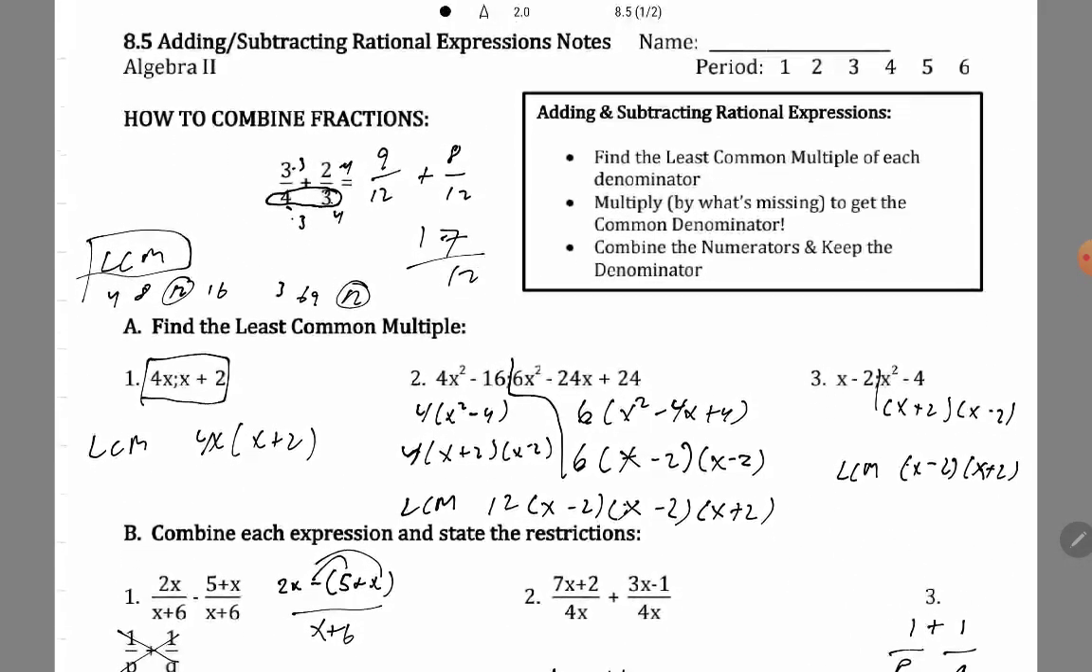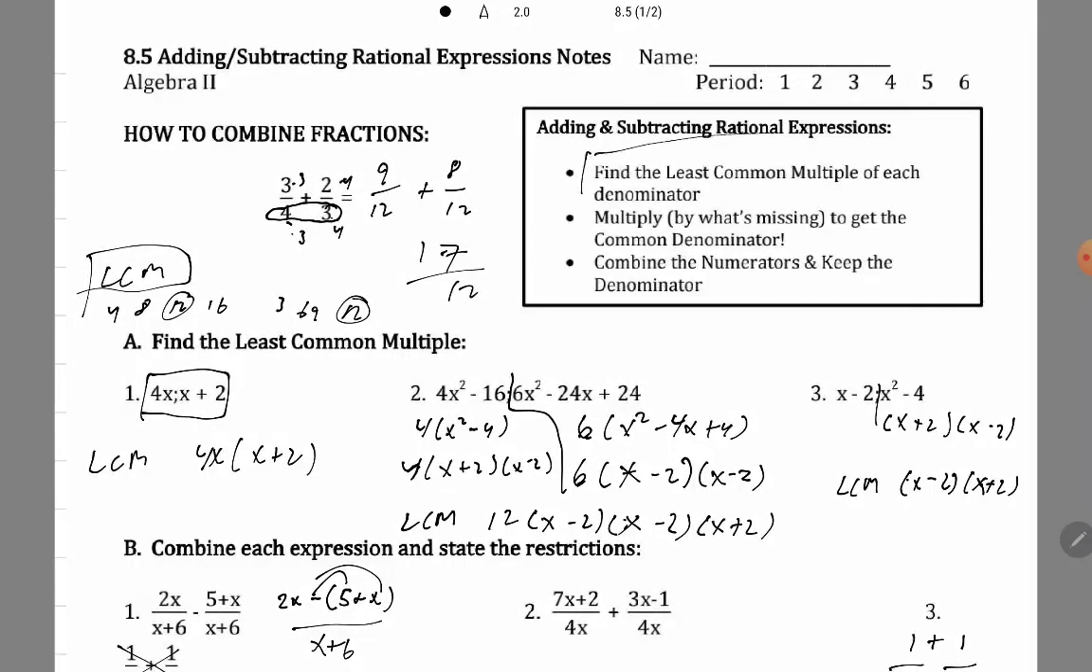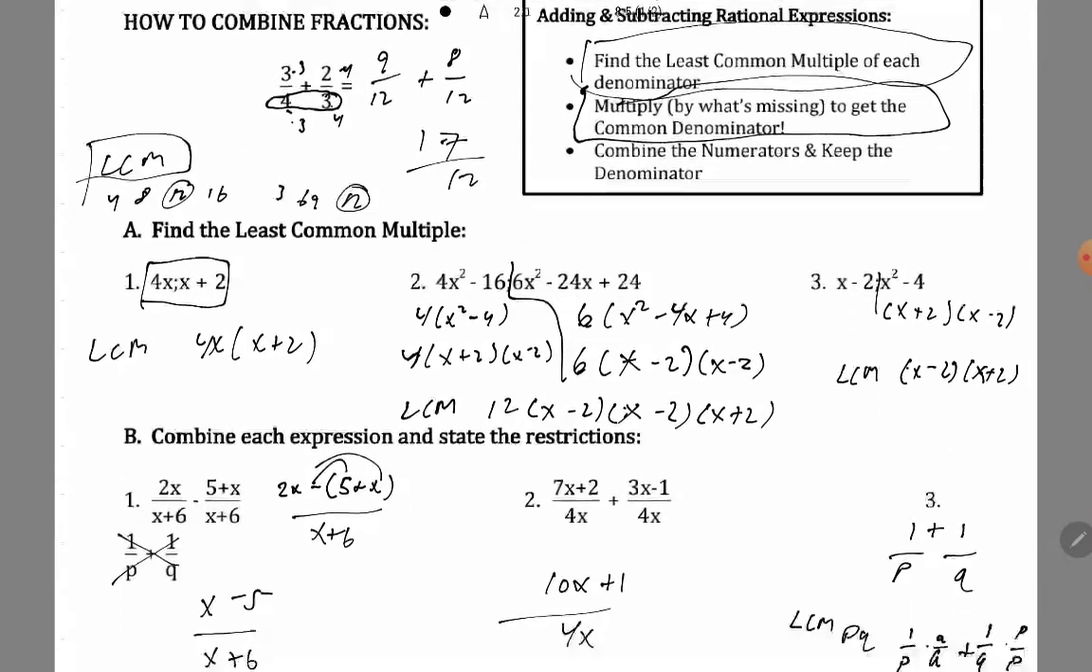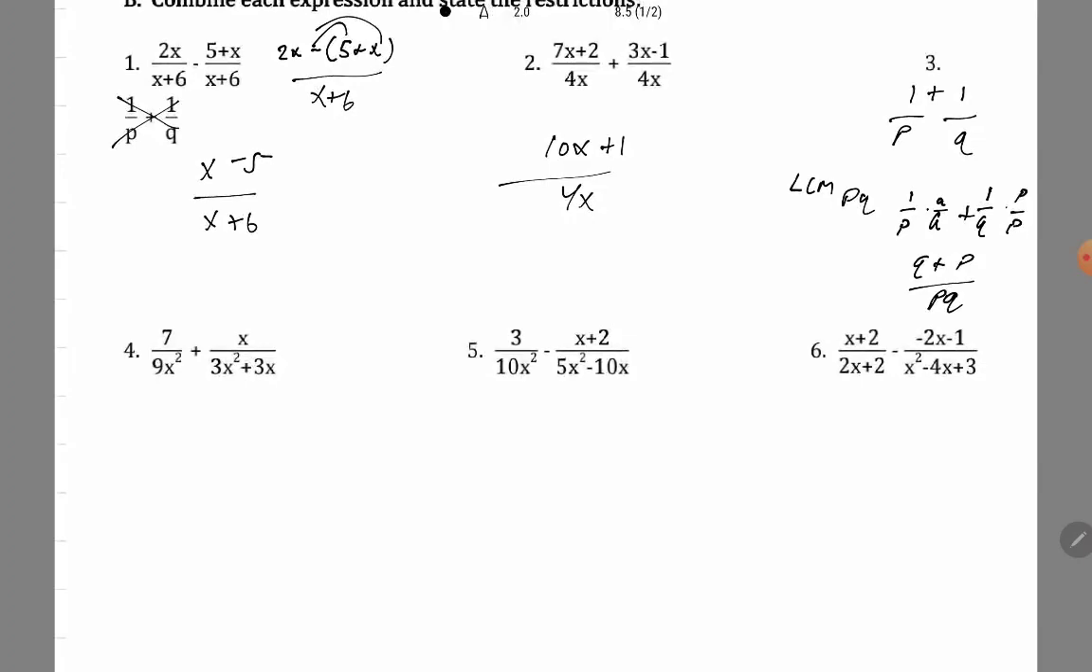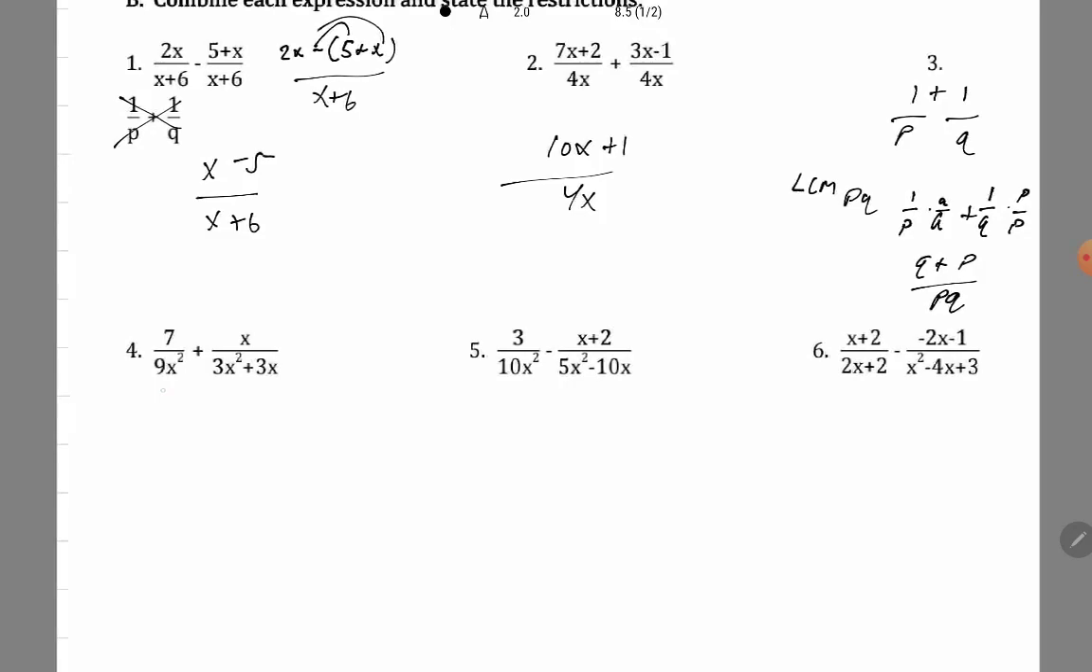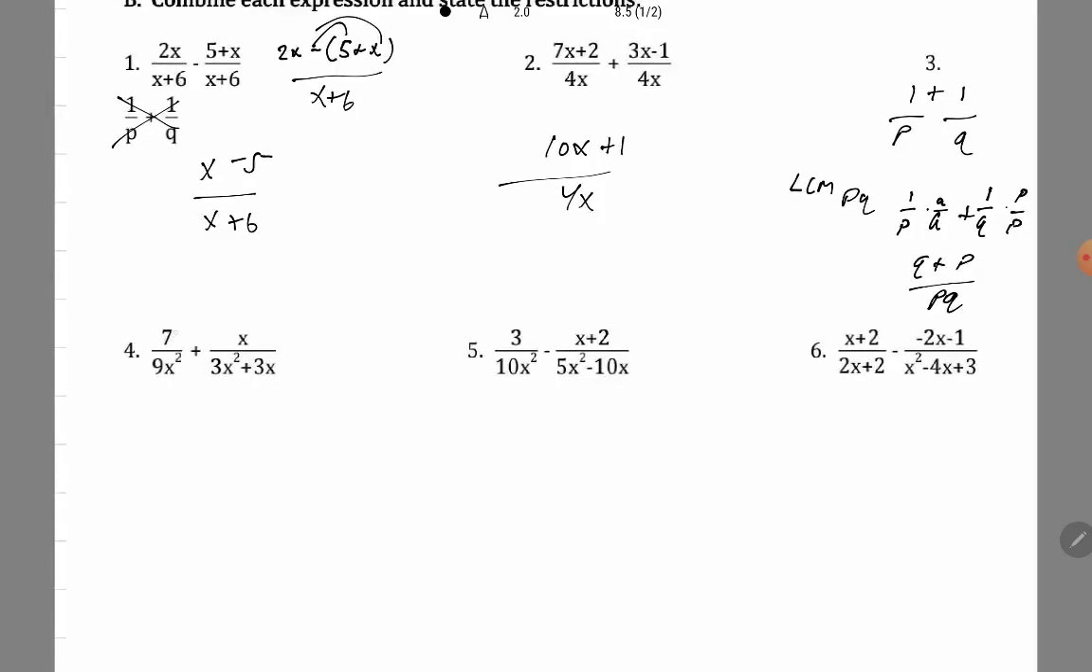So just looking at all the steps here: find the least common multiple of each denominator, and then multiply what's missing, and then combine the numerators, keep the denominator. Okay, and then don't forget to factor if you can.